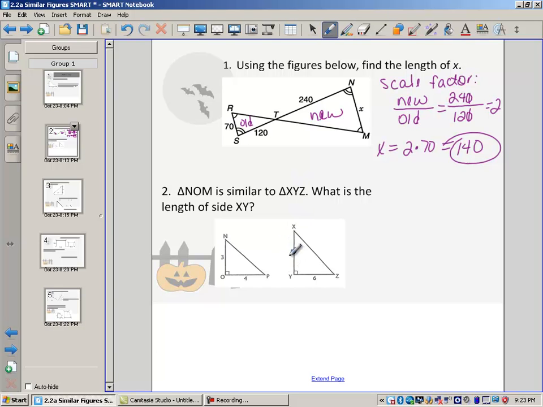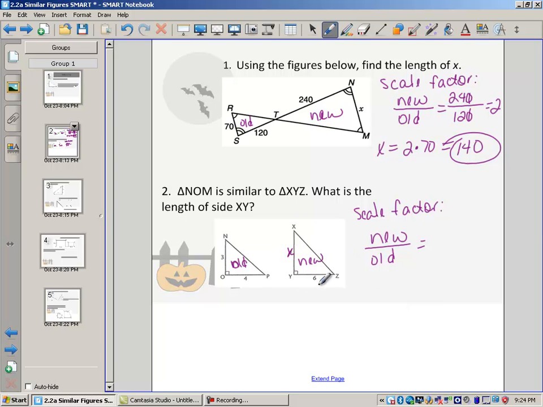Number 2 is very similar. They're asking you to find this side right here. We're going to do the same thing. We're going to find the scale factor. We're going to do new over old. This is the new one, or sorry, this is the old one. This is the new one.